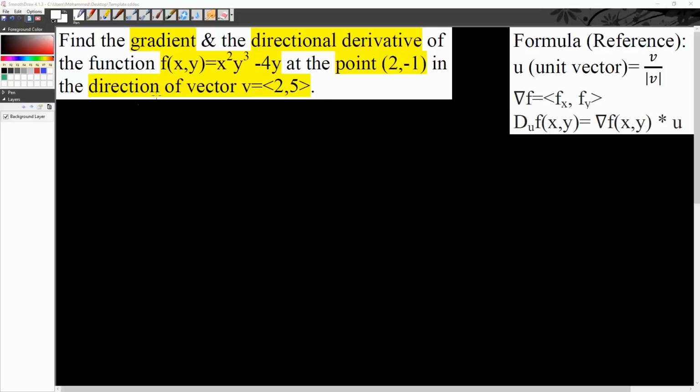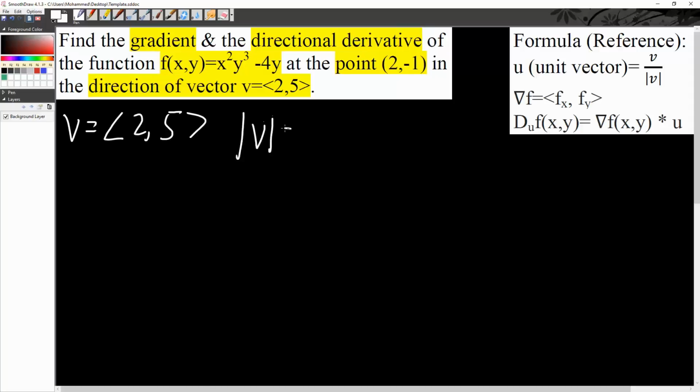And for this question, we are given the vector v. We're not given a unit vector. And in order to get the directional derivative, we need to get the unit vector. So that's the first thing we will do. So we know that unit vector u is equal to the vector divided by the norm of v. So v right now is equal to the vector <2, 5>.